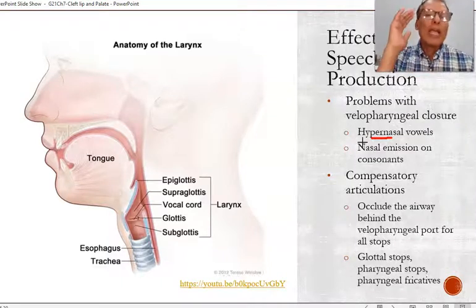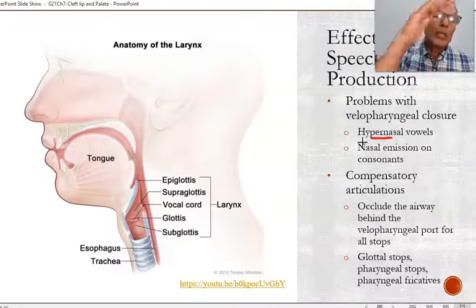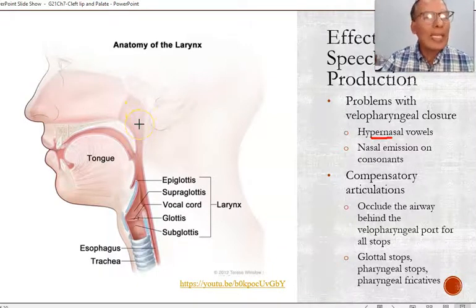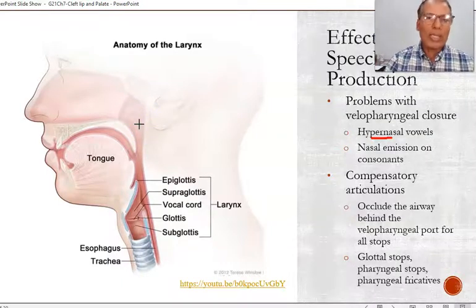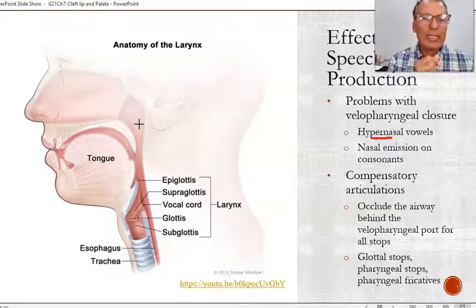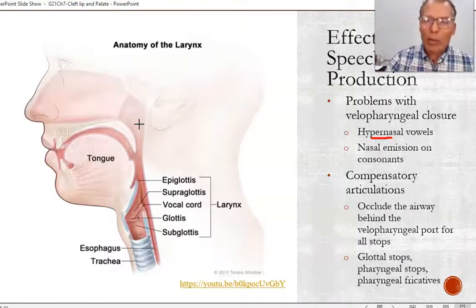Hyponasality means not enough air is going into the nasal cavity when you make nasal sounds. Nasal sounds are not nasal enough, and we call that hyponasality. And then hypernasality affects all the other sounds, basically, especially the vowels.